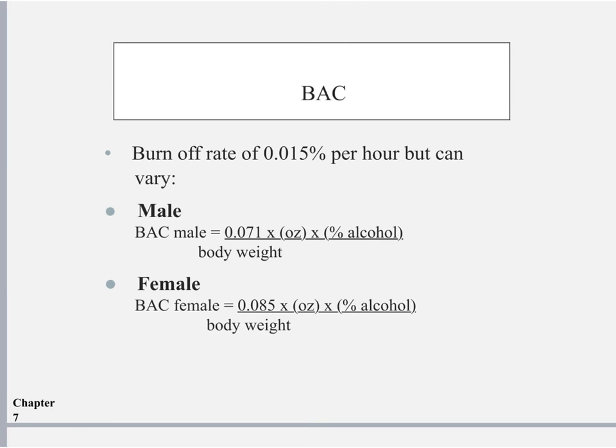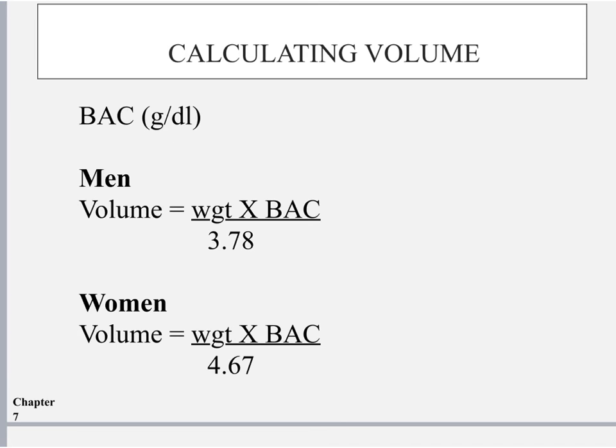You can calculate BAC, whether you're a male or a female, by taking 0.071 times the number of ounces that you consumed times the percent of alcohol, and then dividing by the total body weight. Your body typically burns off alcohol at 0.015% per hour, but that can also vary, just like we said with the rate of absorption.